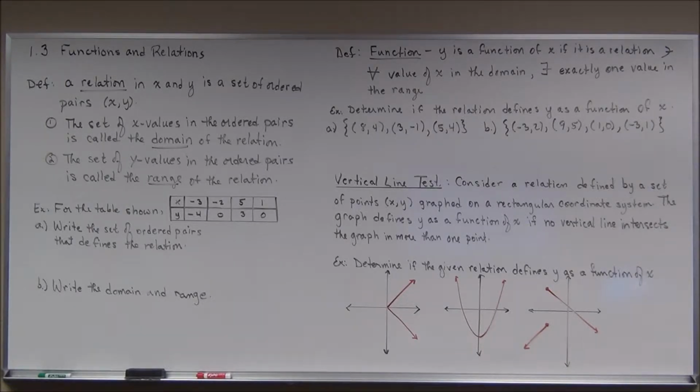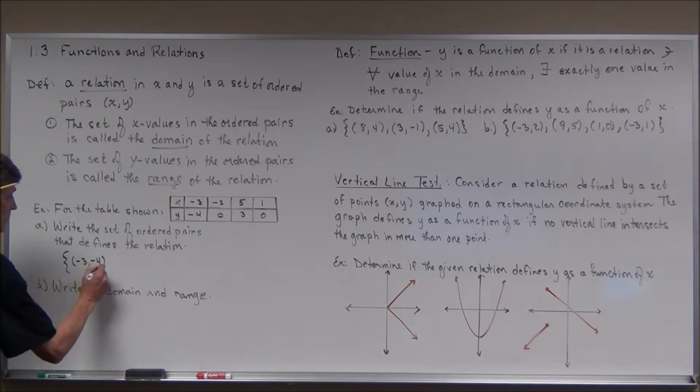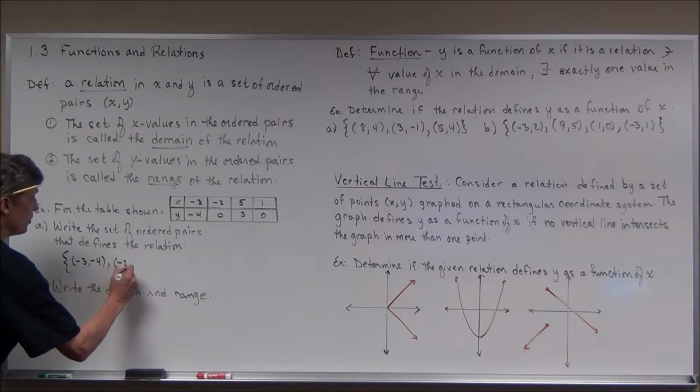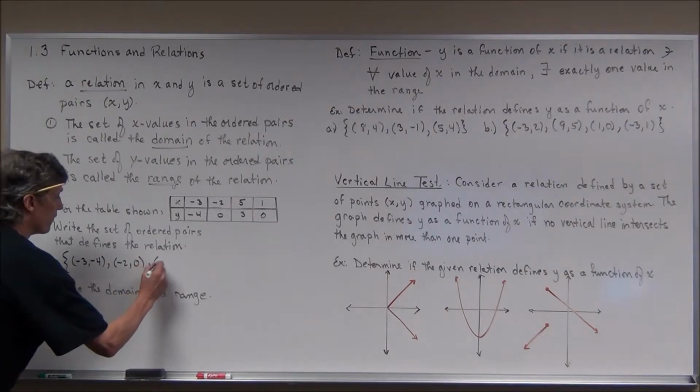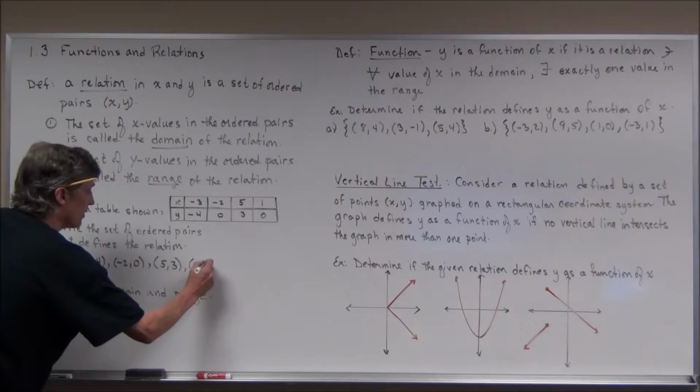And I have an example here, a simple one. I have a table shown. It says for this particular table, write the set of ordered pairs, so set notation, braces, that defines the relation. Well, I have x, y's here. I have four ordered pairs that I'm going to write out as the ordered pair (-3, -4), the ordered pair (-2, 0), the ordered pair (5, 3), and the ordered pair (1, 0).